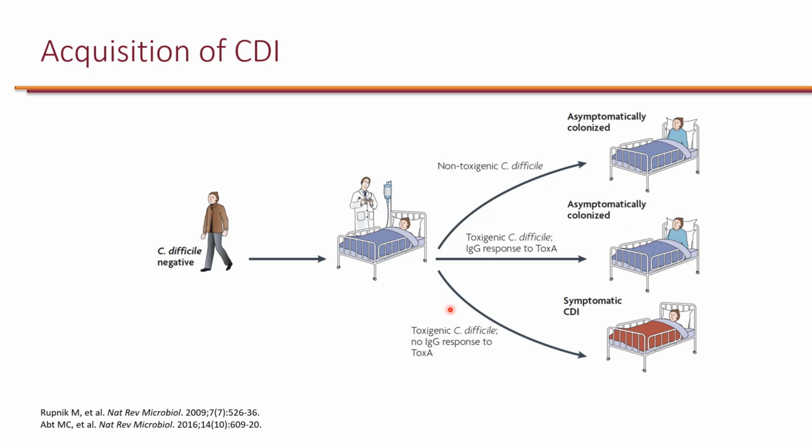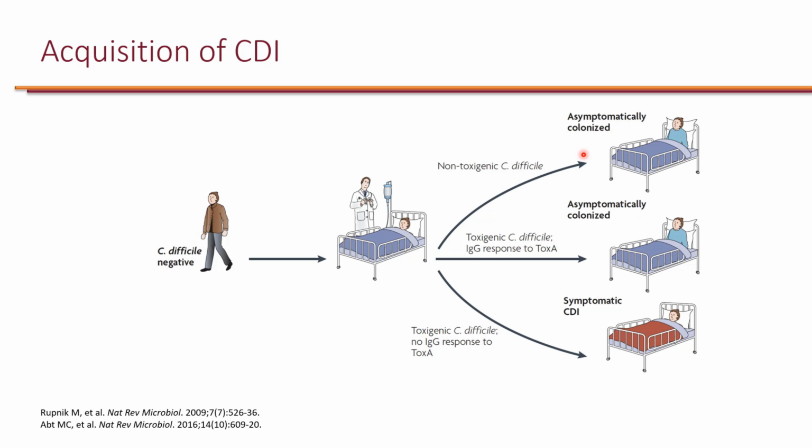A third option is that when someone is exposed to toxigenic C. diff, their immune system cannot mount an immunoglobulin G response to the toxin. And because the immune system cannot neutralize the toxins, they will develop symptoms. So this will be symptomatic C. diff infection. Now, all three of these can transmit C. diff to other people, especially if they are asymptomatic and they get discharged home prior to being treated.